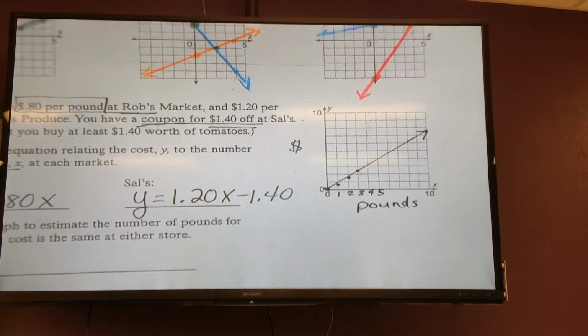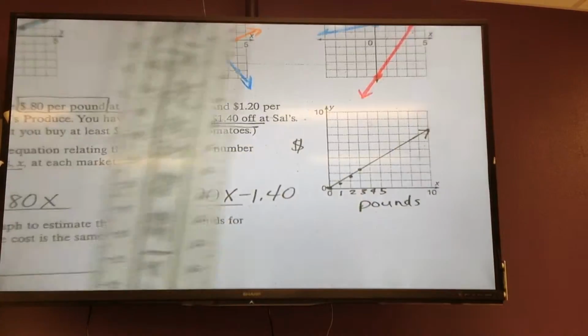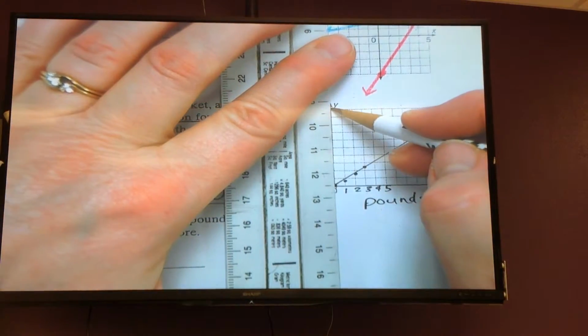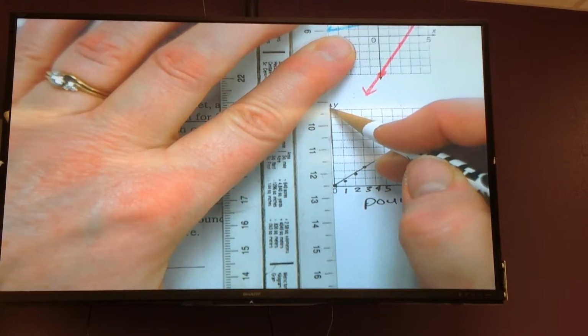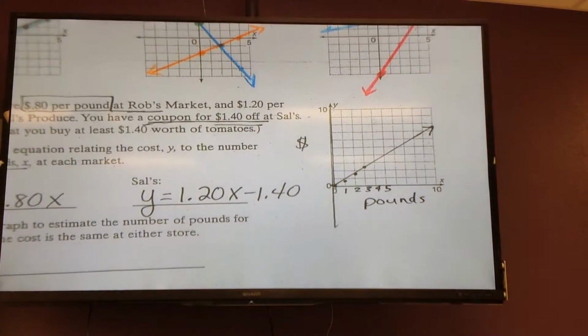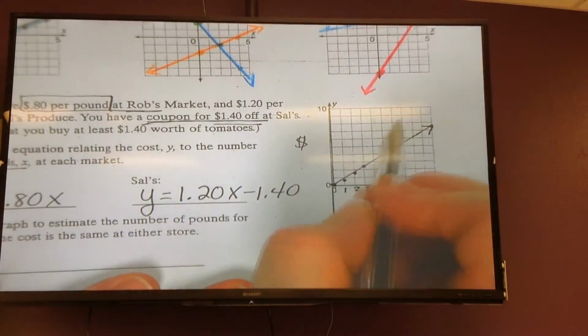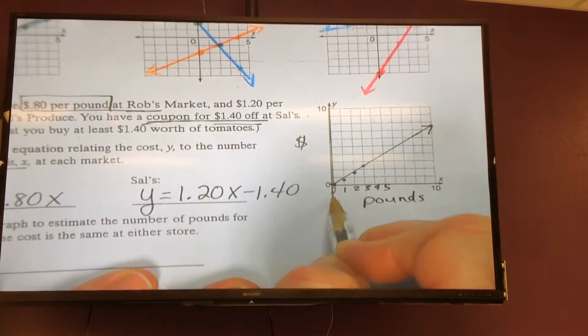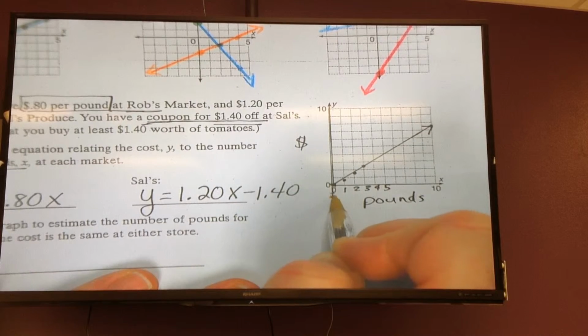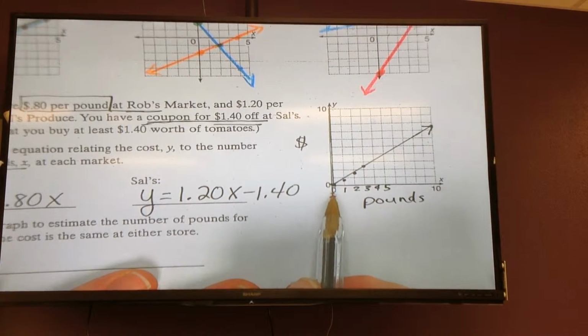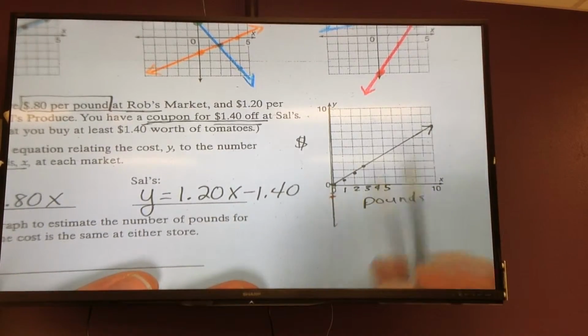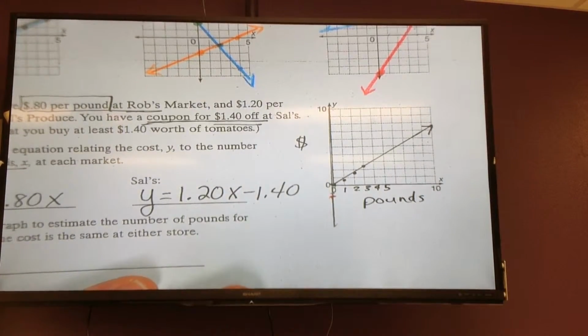Okay, now when I graph Sal's, one way I would almost recommend doing it, just to get your graph started off in the right spot, is go ahead and extend this line down. I think that made that easier for me to do. And that way you can graph this y-intercept. This y-intercept is going to be about there, because it's going to be about 1.4 down, right? Dollars. So you could kind of start it there, even though you won't have negative dollars, right? But it might help you to graph it, okay?